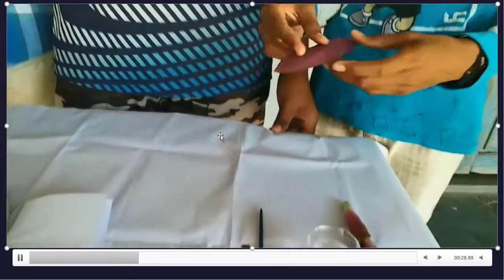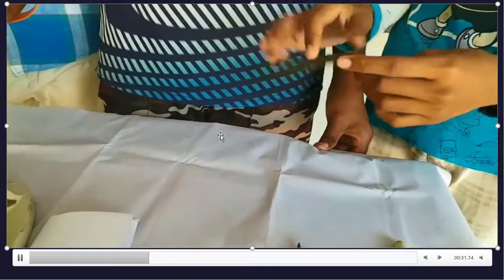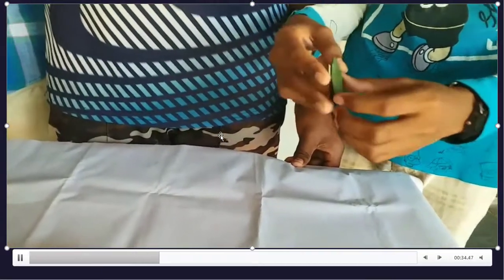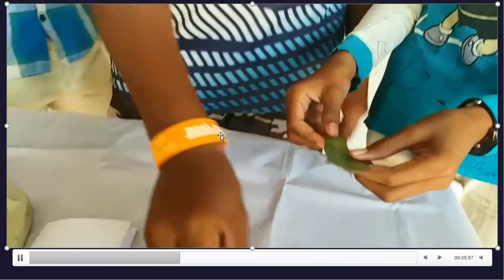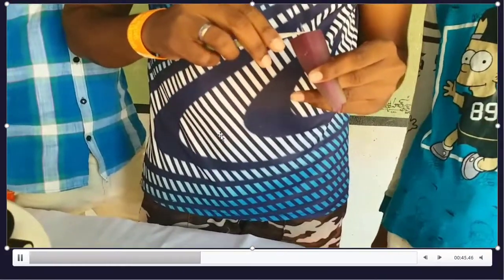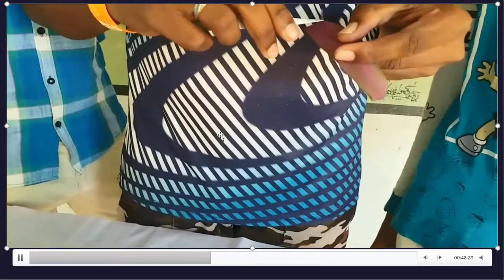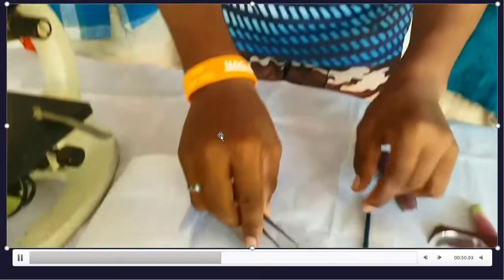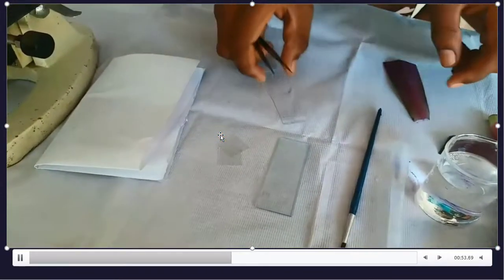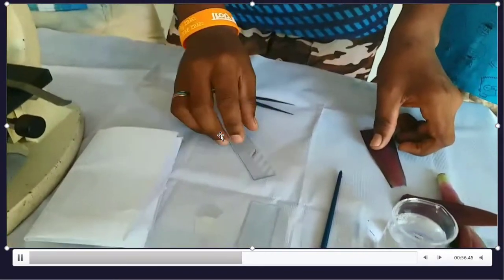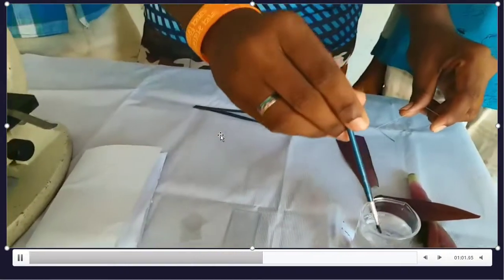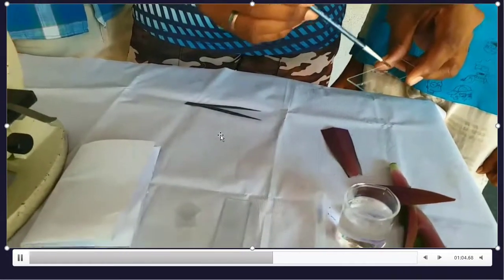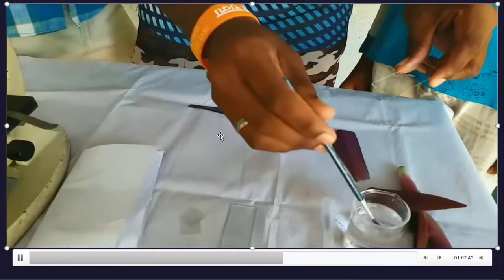What do we have to do first? We have to take a thin peel from the leaf. They are taking the peel from the lower surface. Yes, he is taking the peel from the lower surface of the leaf with the help of forceps and placing it on the clean glass slide. To spread it evenly on the slide, he is adding the salt water.